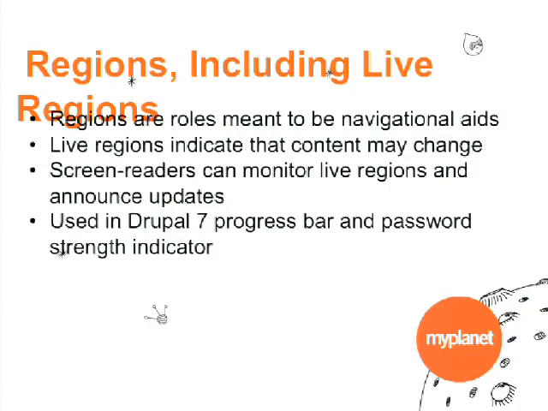Live regions are a special type of region. A live region indicates to assistive technology that there's a section of your page, a section of the DOM, that is going to have changes dynamically, and that you want the screen reader to announce those changes as they happen.